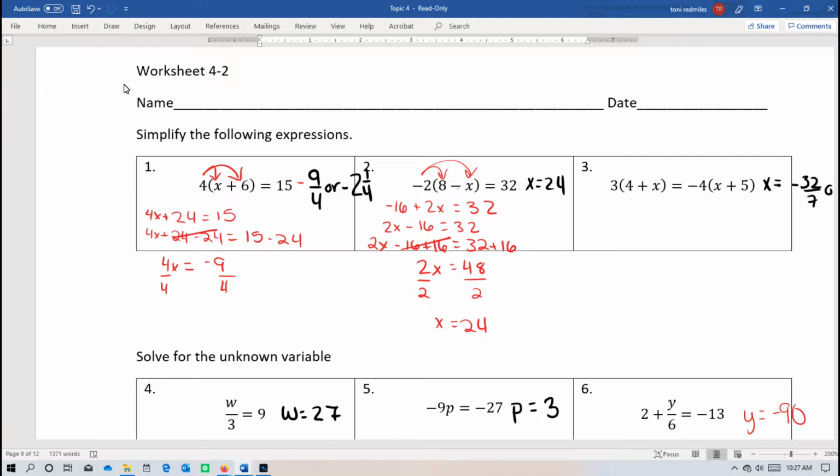All right, this next one, 3 times 4 is 12. 3 times the x is 3x. Now let's do the other side. Negative 4 times x is a negative 4x. Negative 4 times a positive 5 is a negative 20.